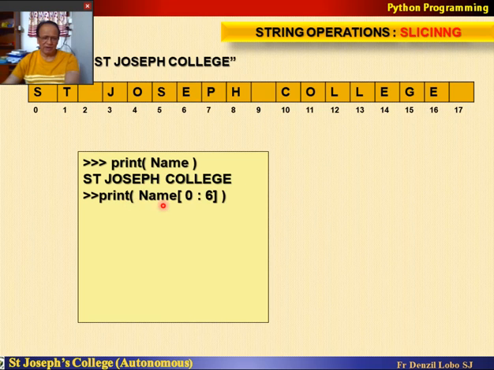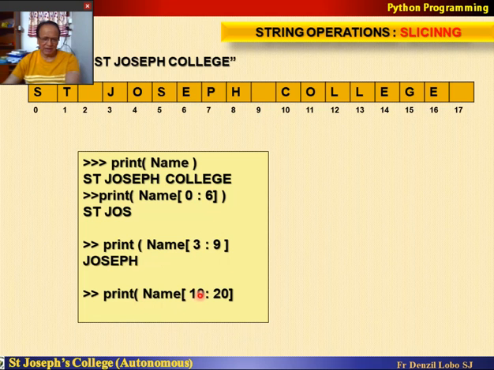Now we say print name 0 to 6. It is not going to be 6; it is going to give you alphabets till 6 minus 1, 5, that you have to remember. So it is going to give you Saint JOS, not the sixth letter. Always it is this number minus 1. So for example, 3 to 9 starts with 3 and goes to 8. So it is going to print Joseph.